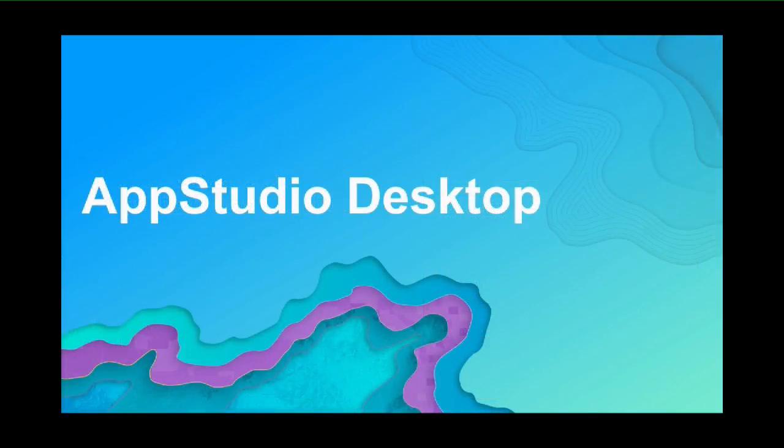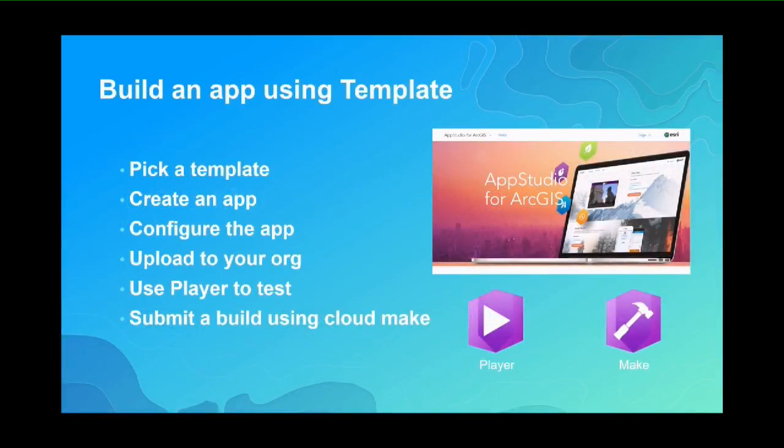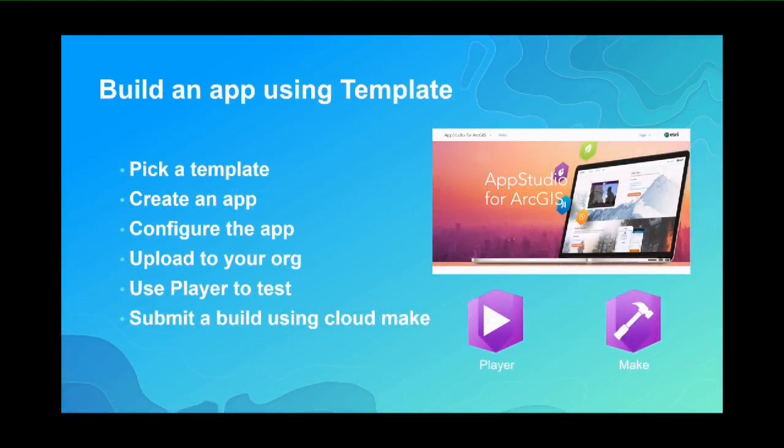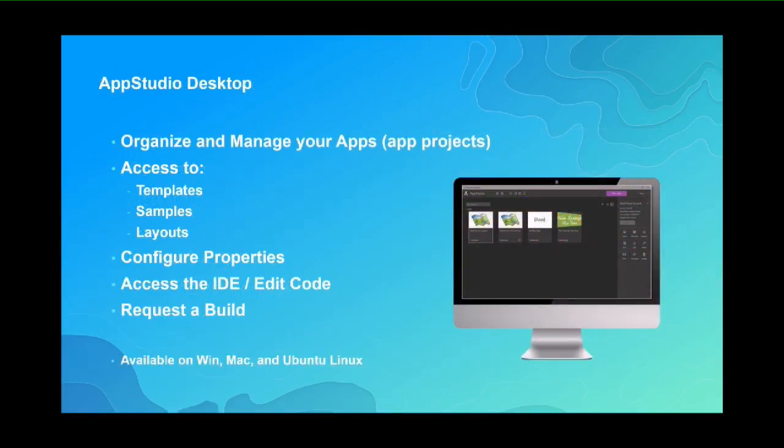All right, just briefly talk about AppStudio, a little more about AppStudio Desktop. One thing is that you can build an app using a template. It's really as simple as picking a template, creating that app, and configuring the different parts of it. Upload that to your org, test it with other people. You can submit a build. We're going to go through all of these different functions and the demos.